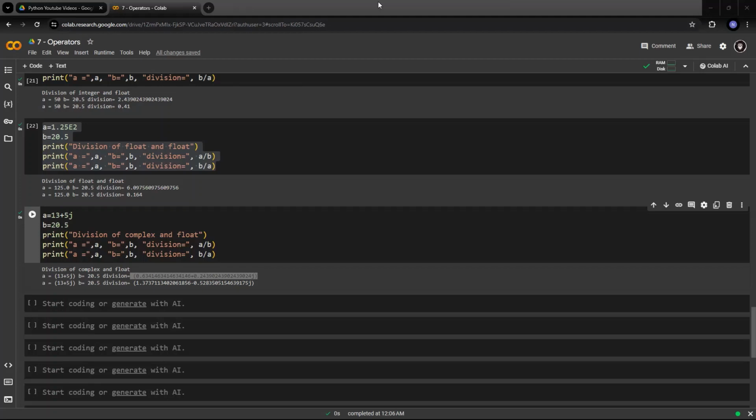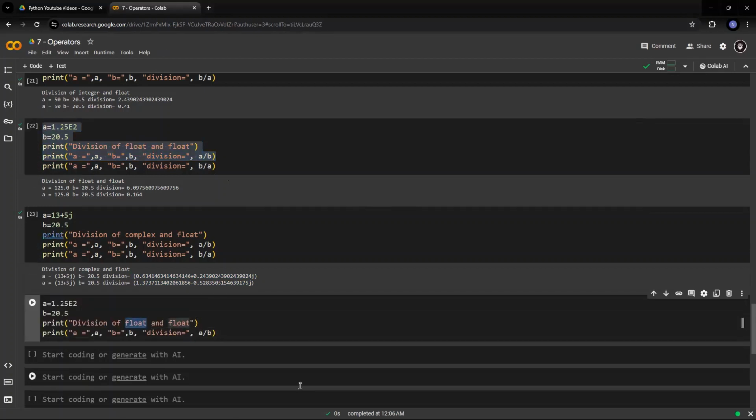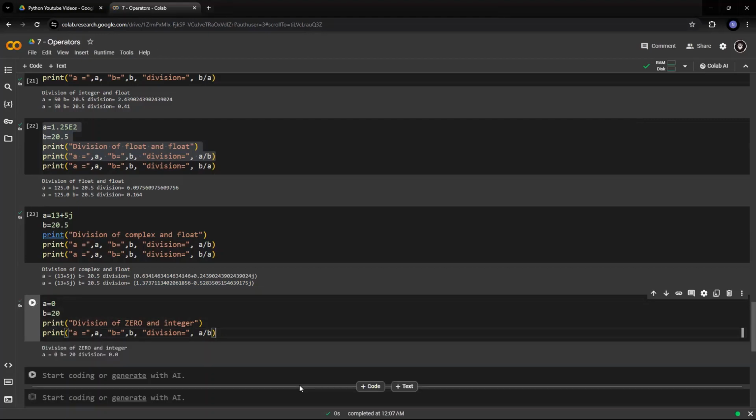Now, if the denominator is 0, it should return a zero division error. So let's try to do that as well. We'll take 0 and an integer, any number. It could be an integer or a float, you can use anything. Currently I'm dividing 0 by 20. It should give me an error. It turns into infinity because 0 cannot be divided by 20.